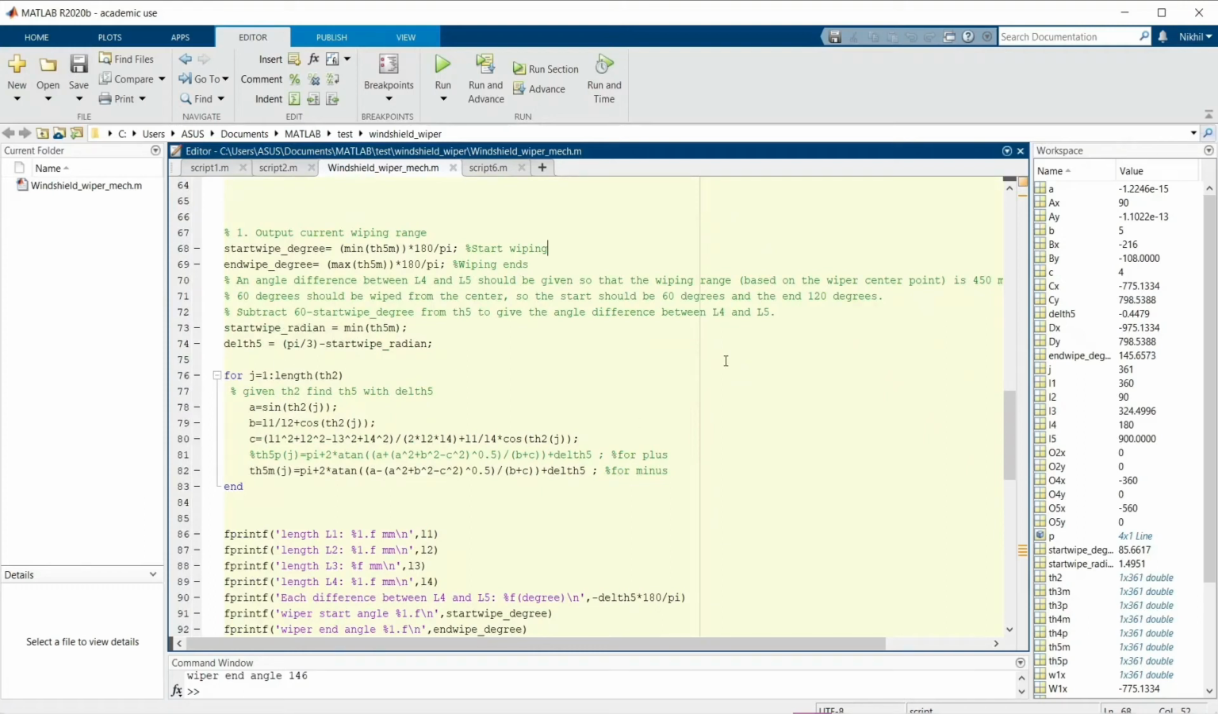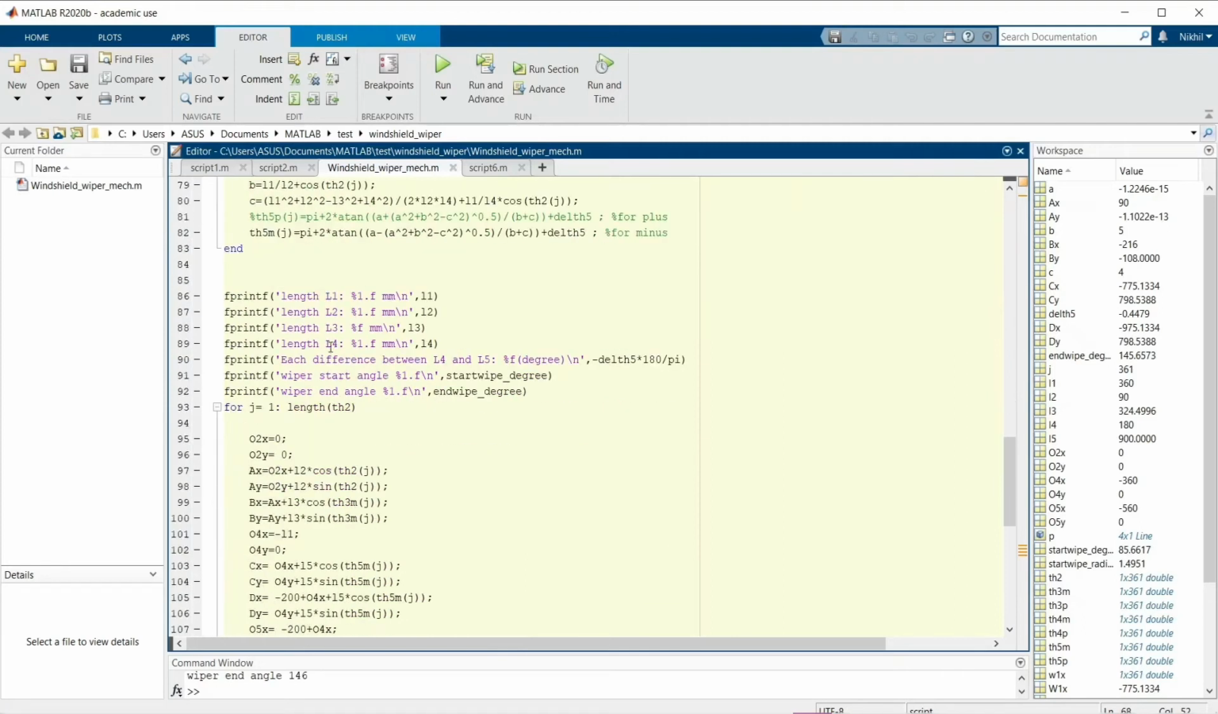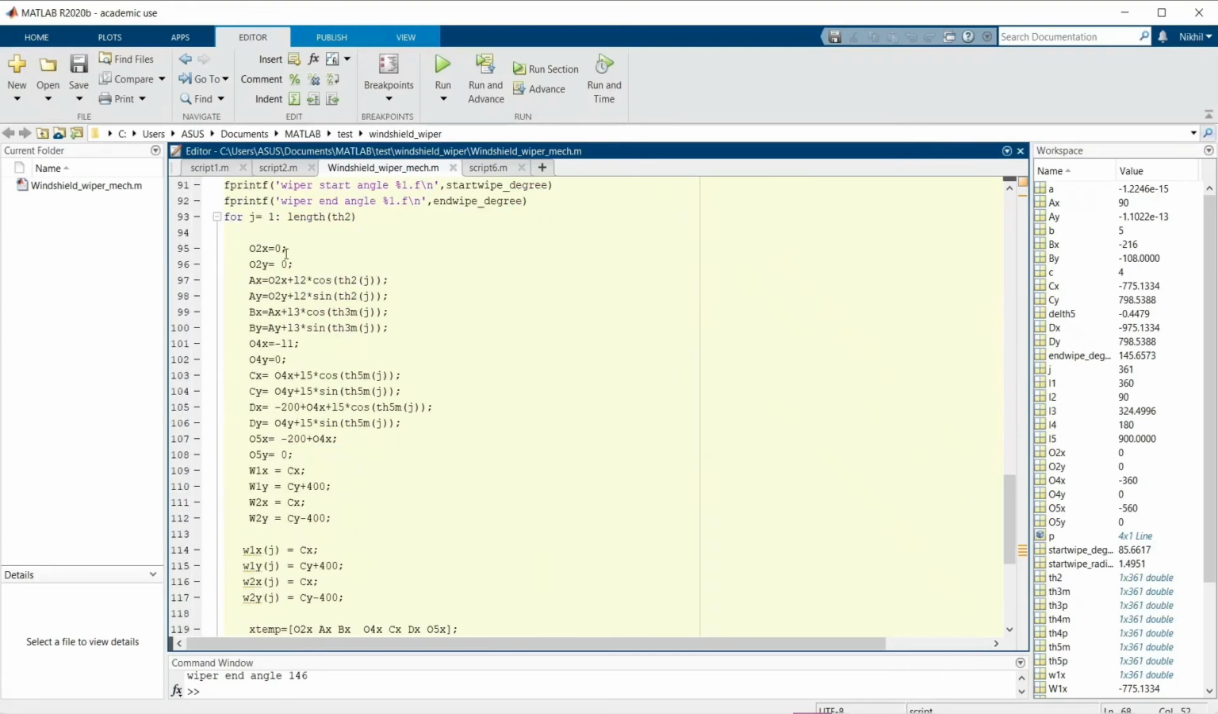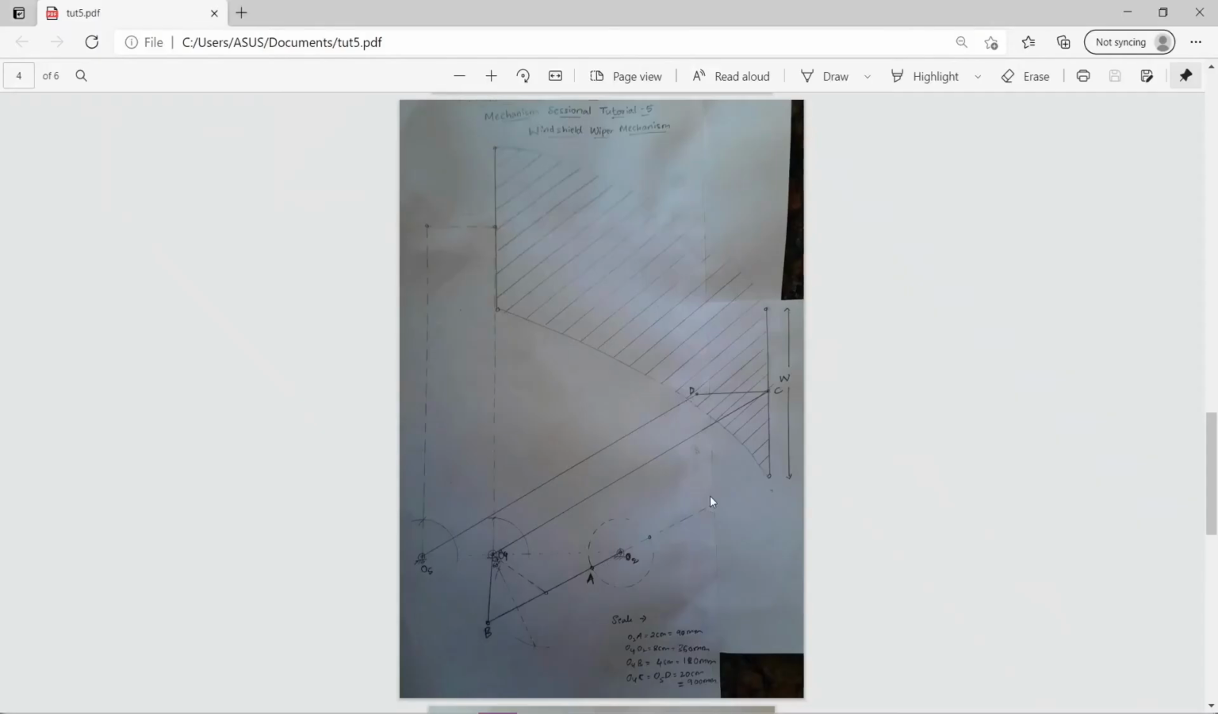And we have plotted the mechanism. Here we have plotted the mechanism. We have taken O2, which is the first hinge at 0, 0, and from there, this is our point A and this is our point B and this is our point O4 and this is our point O5, and these are C and D.